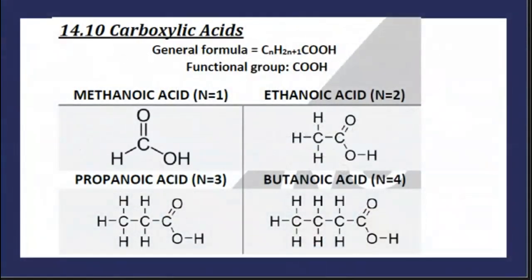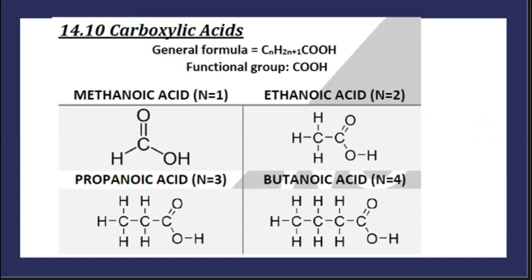When we talk about carboxylic acids, they have the general formula CnH2n+1COOH. They have the functional group COOH. So when we look to try and identify a carboxylic acid, we are more often than not looking for that COOH. We are looking for C double bonded O to OH. We are always looking for that group.